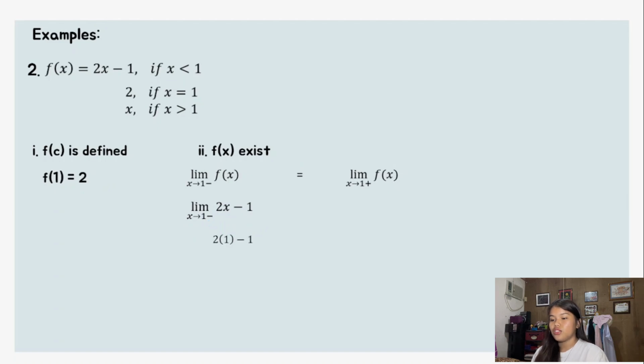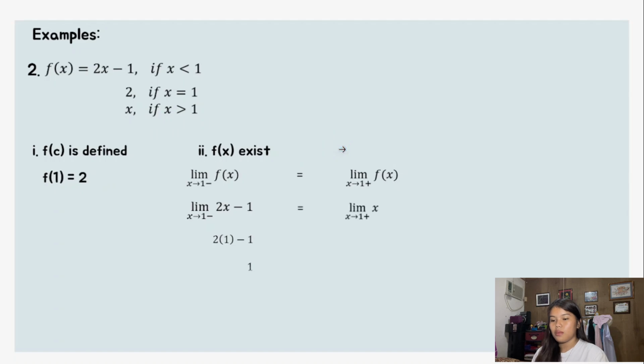And then just input the value of x, which will become 2 times 1 minus 1. And then if we put it in a calculator, it will become 1. So now we are done with the left hand limit. Let us proceed to the right hand limit. So we have again here our x is approaching 1 positive, and that will be x is greater than 1. So this is its function, x.